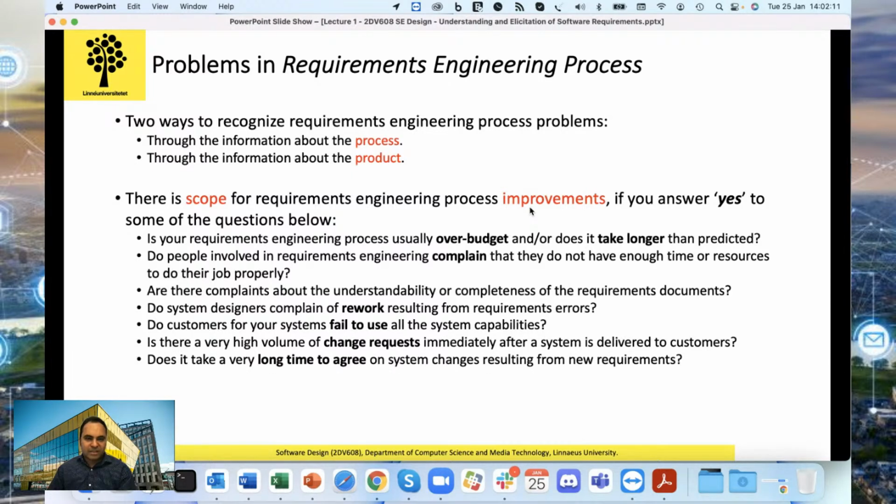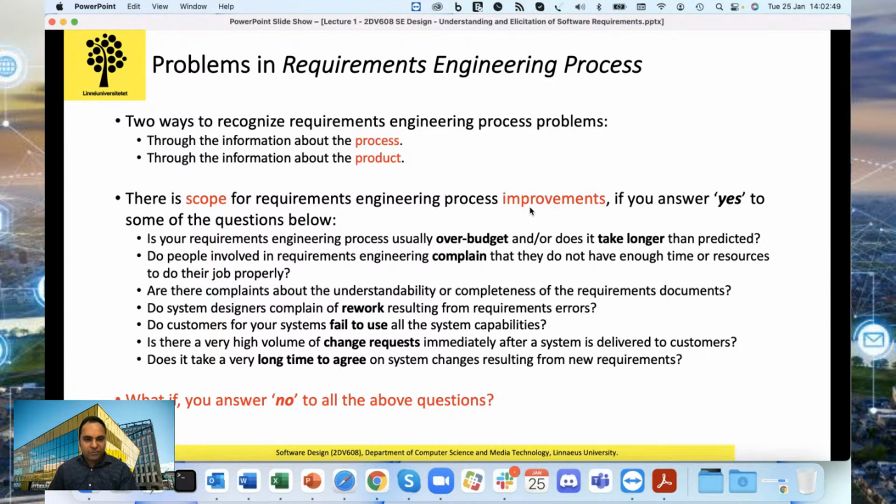And sometimes in meetings with the stakeholders, or in departmental meetings within the organization with the developers and testers, it might be the case that the participants do not agree on a certain thing, and they continue the discussion. That means your requirements engineering process also has a problem. So if you answer yes to any of those questions, that means your requirements engineering process has a problem.